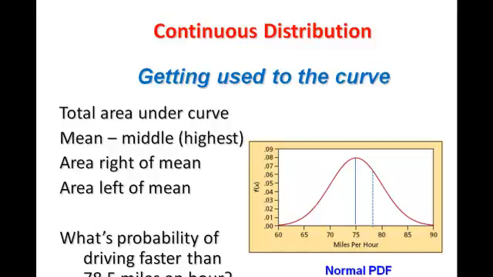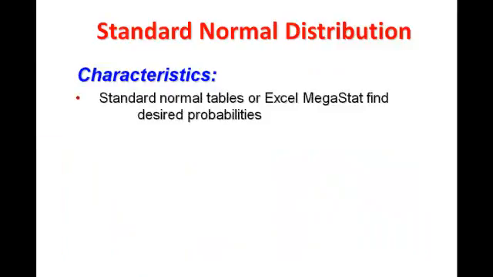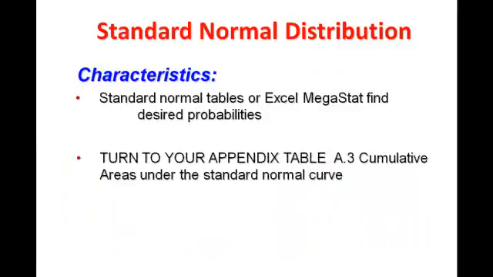Draw the bell curve. Draw in the mean once you're given that from the data. And then draw in the x value. The x value is where you're being questioned about what is the probability of driving faster than 78.5. Well, I'm going to say this is my 78.5. And now what I'm looking for is this probability or this area under the curve beyond 78.5 miles an hour. So we can use what's called standard normal tables or Excel Megastat to find this probability.